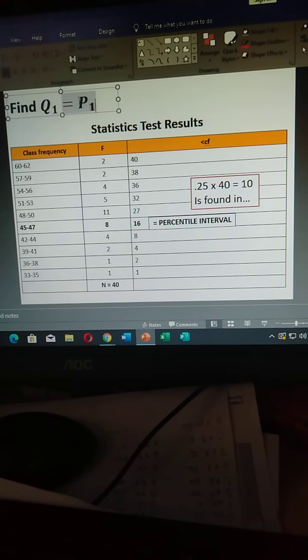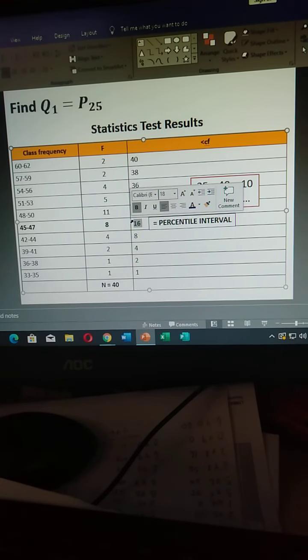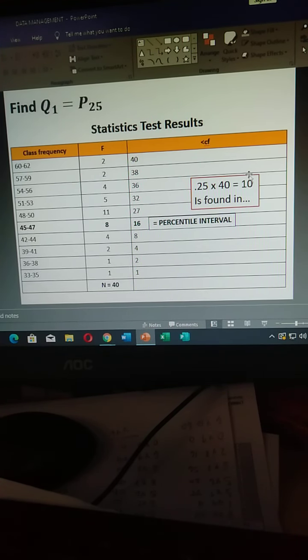Anyone? Ano ang equivalent ng Q1? It's P? Correct. It's P25. Gets? Ayan, P25. Kaya as you can see here, kesa 1 yung ginamit ko, P25 yung ginamit ko. P25 or 0.25 or 25%. So, 0.25 times 40 is 10. Nasaan si 10? Nasa 8 ba? Hindi. Kundi, andito siya sa may 16. Diba? And from that, pwede na tayong mag-solve. Okay, copy ko na lang to para mag-focus tayo dito sa table.